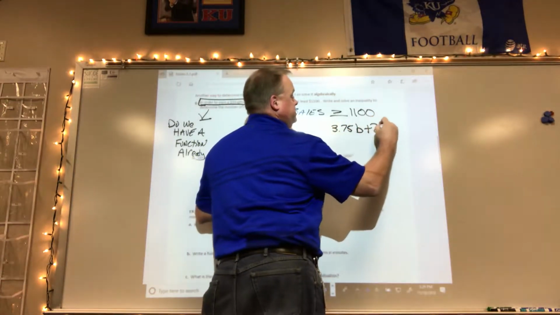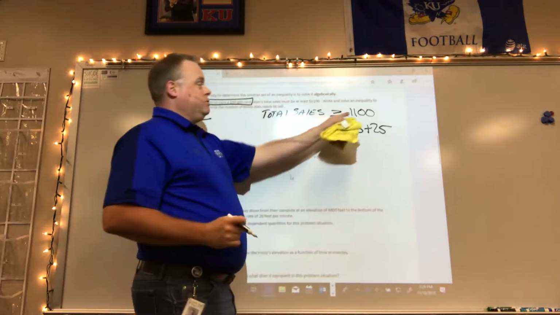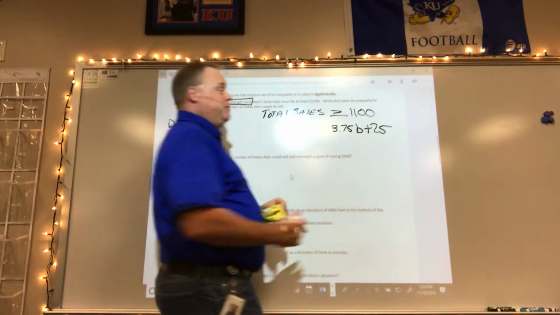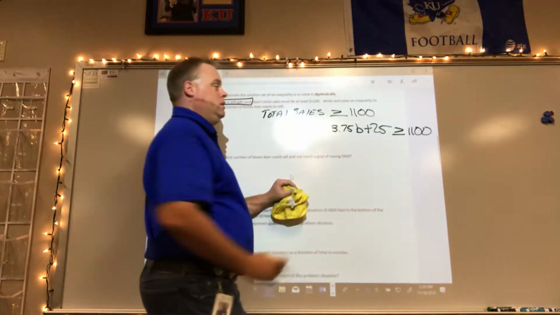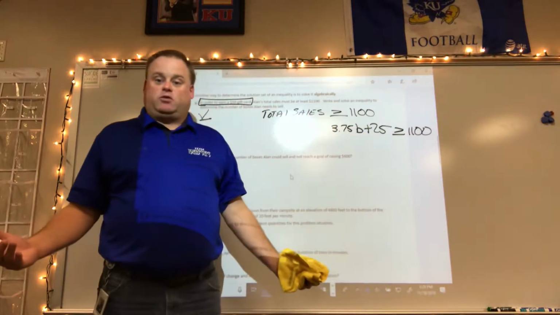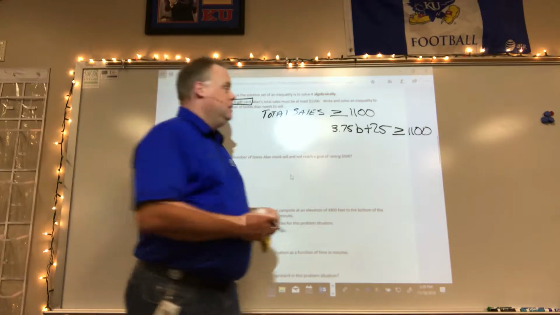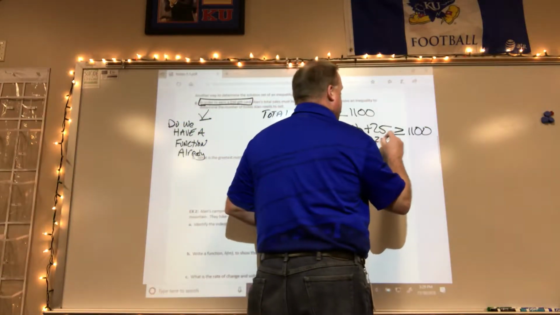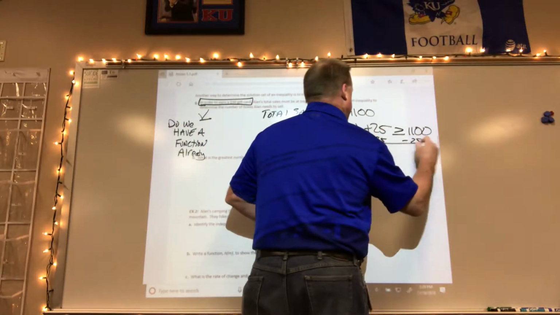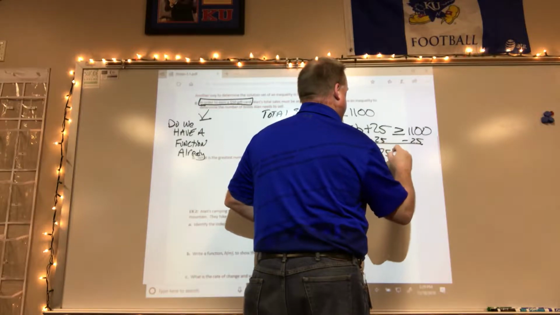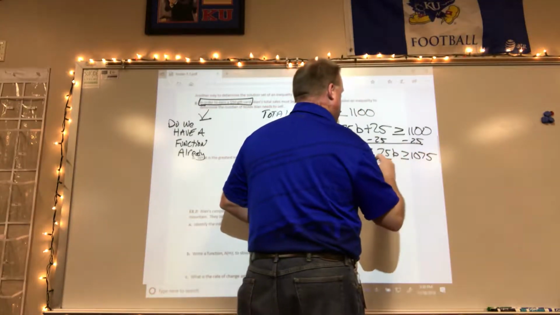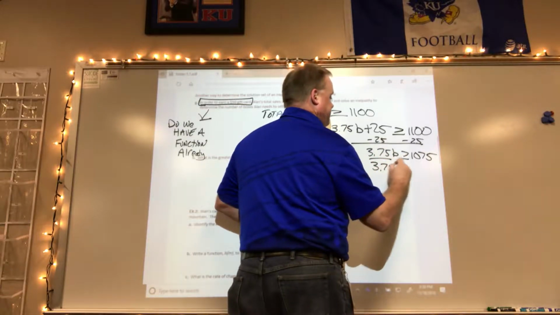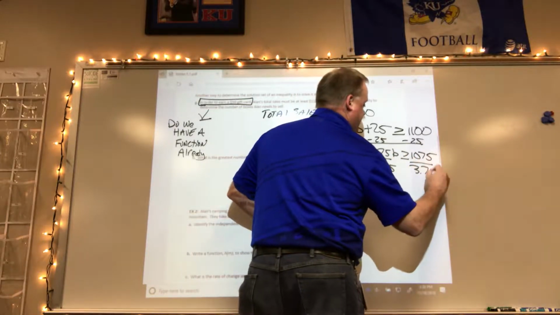Well, my function happens to be 3.75b plus 25. What does total sales have to be greater than or equal to? 1,100. I'm just solving a simple equation. This is a two-stepper. Subtract 25 from both sides. That's 1,075. Divide by 3.75.